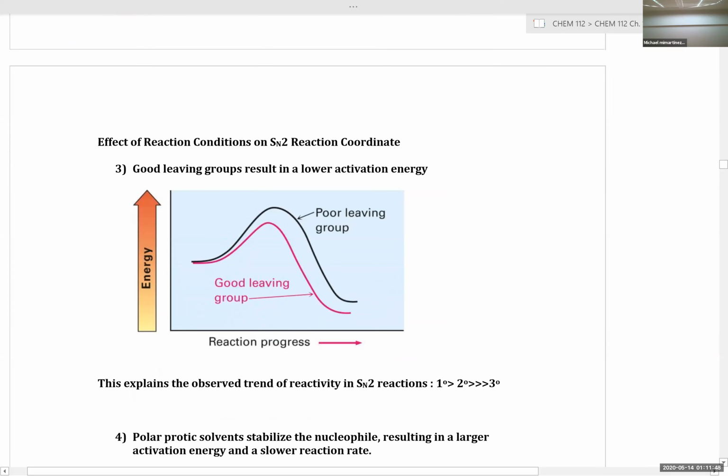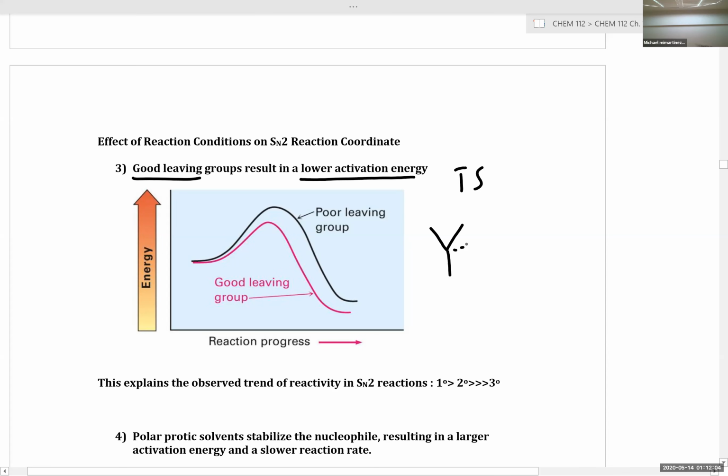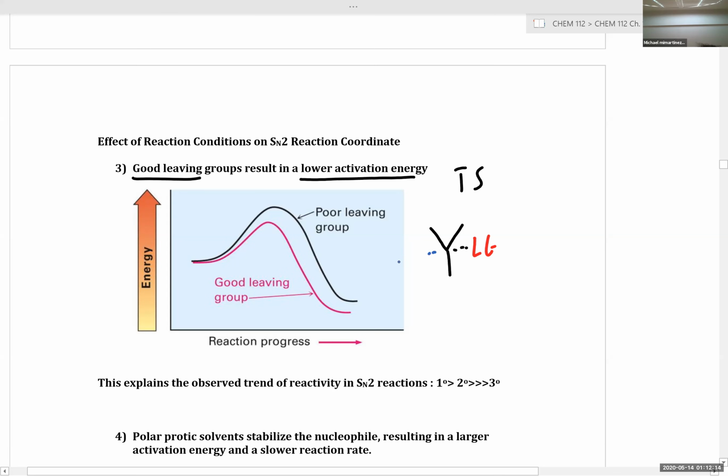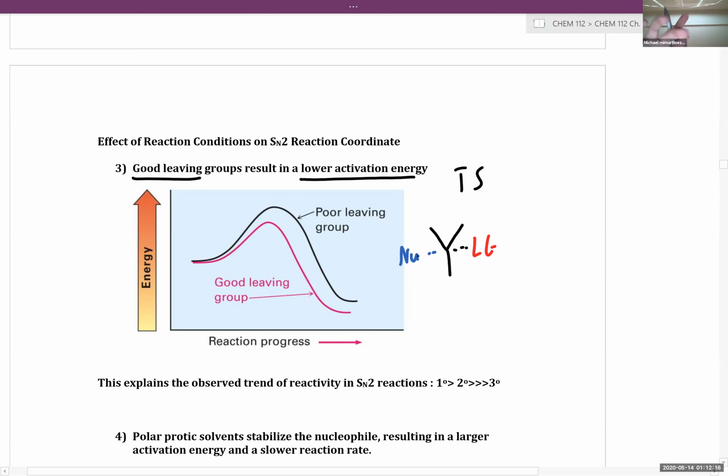Okay, so let's talk about our leaving group. Good leaving groups result in a lower activation energy. If we think about our transition state, in our transition state, we are breaking a bond with our leaving group and forming a bond with our nucleophile.